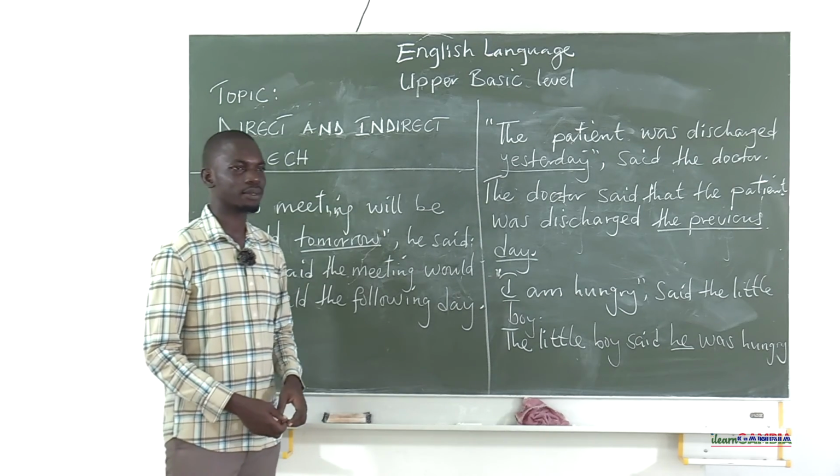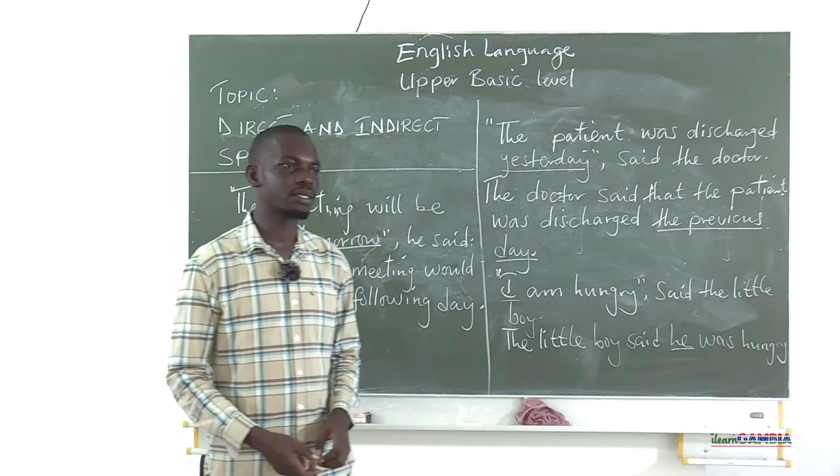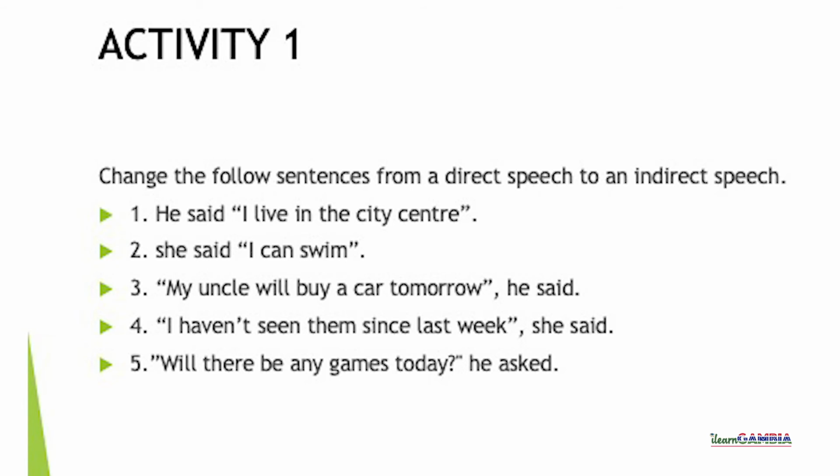Now, let's look at the activity, okay? We have activity 1. Now here it says, change the following sentences from a direct speech to an indirect speech. So we have 5 sentences here that we are to change from a direct speech form to an indirect speech form. So what you need to do is, you go through the steps, okay? Go through the examples given earlier, and then try to see if you can change these 5 sentences in the direct speech form to the indirect speech form.